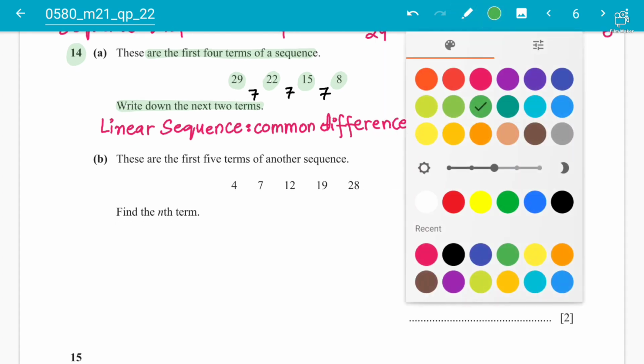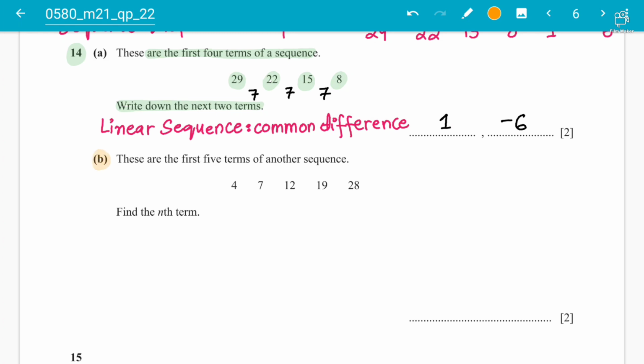Moving forward to part number 2 of this question, that is part B. These are the first 5 terms of another sequence, that is 4, 7, 12, 19, and 28. Let's look at them and establish what type of sequence this is. Again, we start off by working out that 4 to 7 is +3, then 7 to 12 is +5, then 12 to 19 is +7, and 19 to 28 should be plus 9. Let's make sure you have a calculator to work this out. So 19 plus 9 is 28.